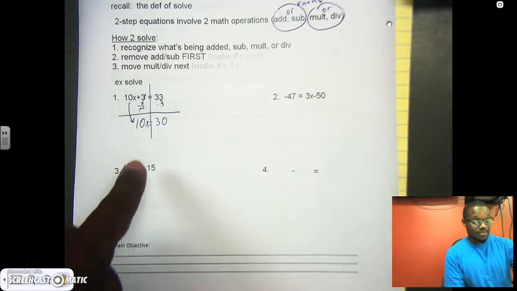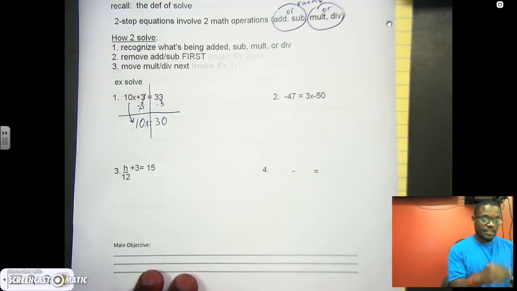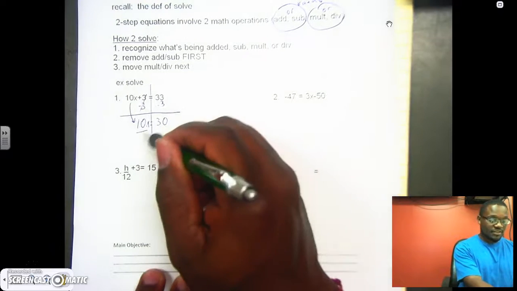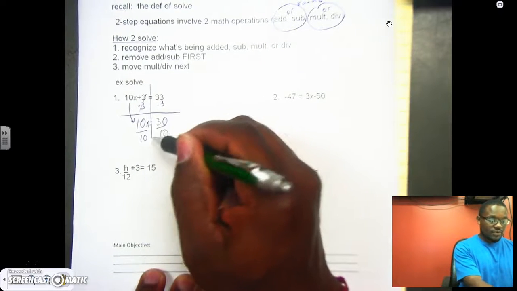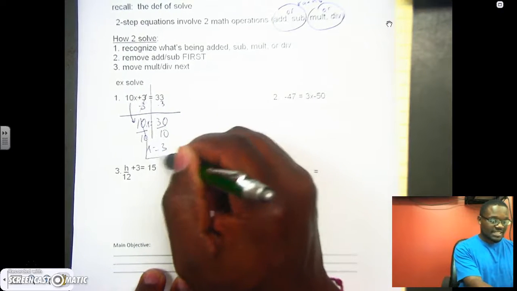Now we have one step and we're still not done, because solve means get the variable by itself, and the variable x is still not isolated. So now this 10 being right next to x means multiply, so I have to divide. So once you divide, you get x equals 30 divided by 10 is 3.